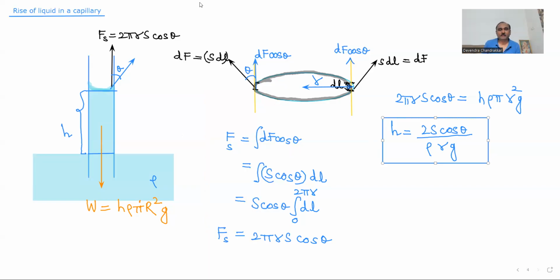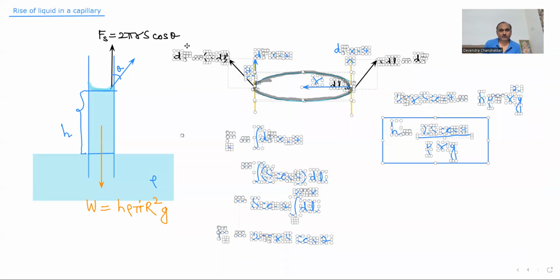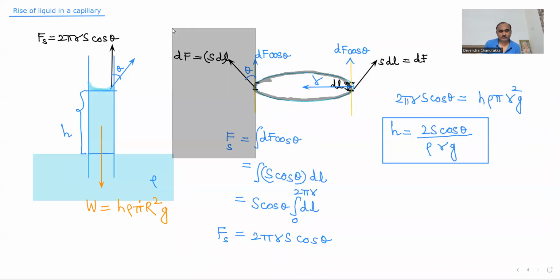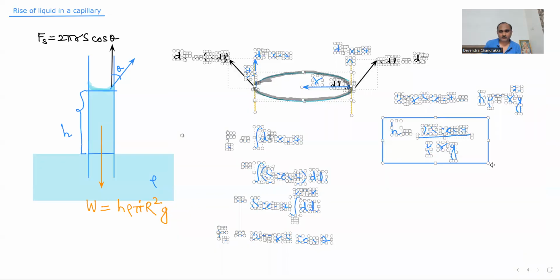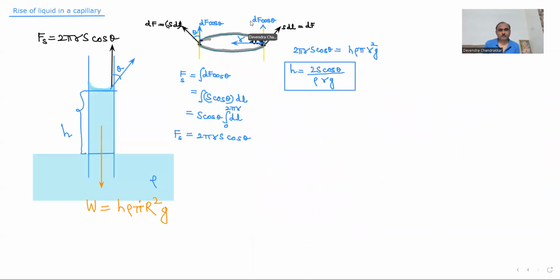Now there is a special condition here. We will look into that first, and then we will move ahead. When theta is equal to 0 degrees. What happens when theta is equal to 0 degrees? Sorry, not R. If theta is equal to 0 degrees, right? Now, how will it look like?